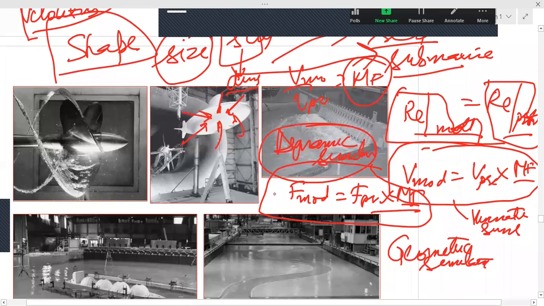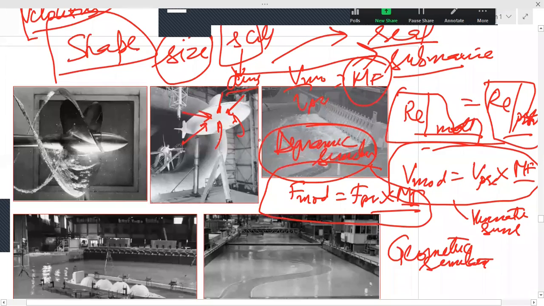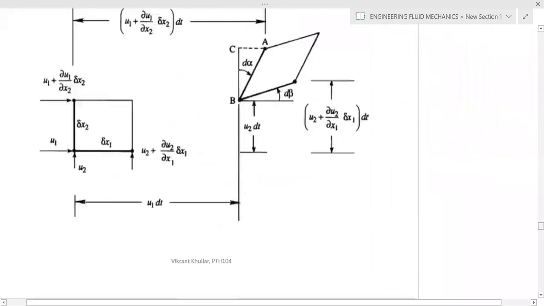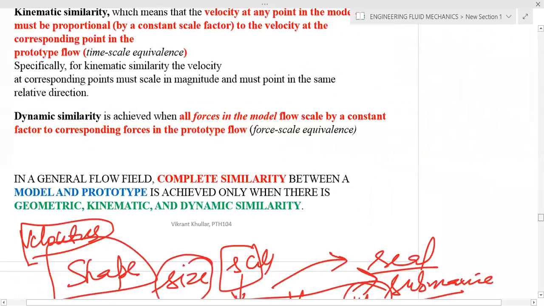So what we do is, when all these similarities are met, then we say that model analysis is similar to that of prototype. So for complete similarity, we require kinematic, geometric, and dynamic similarities.